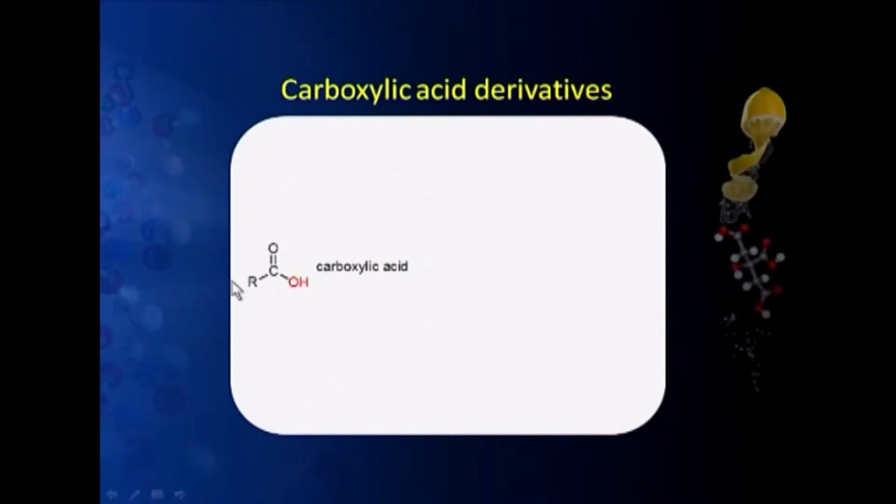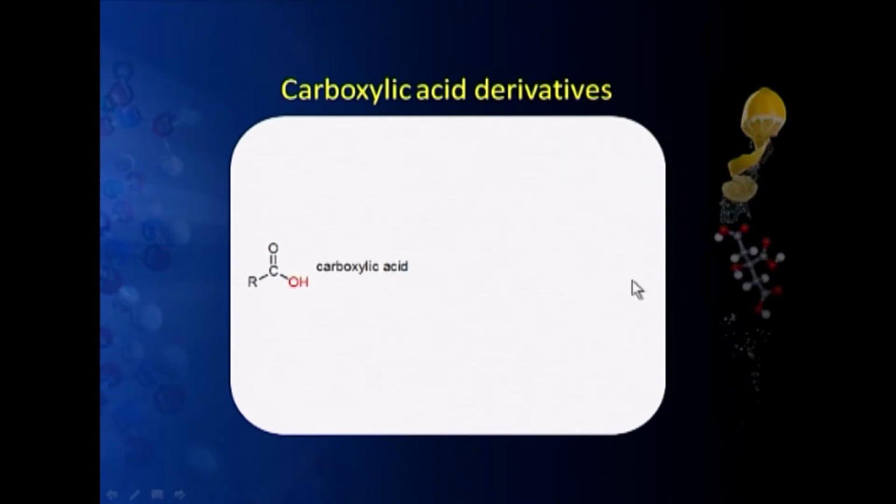This formula indicates a carboxylic acid. This COOH group is the functional group, the carboxyl group. In different carboxylic acids, this R group can be an alkyl group, it can be an aryl group, or it can be an unsaturated carbon chain. We had discussed earlier different types of carboxylic acids. Now, when the OH group of this carboxylic acid is substituted by some other group, then we get a series of compounds, which we call carboxylic acid derivatives.